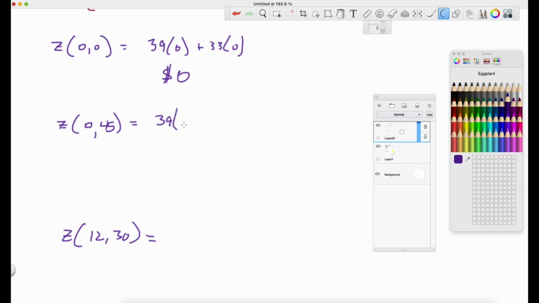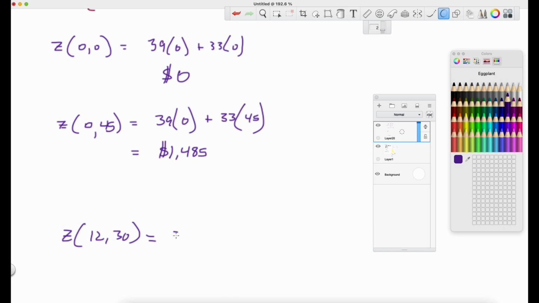So this one, we're making 0 lamps of, I forget what type. And this one, we're going to make 45 lamps. And so 33 times 45 is 1485. So this is $1,485.